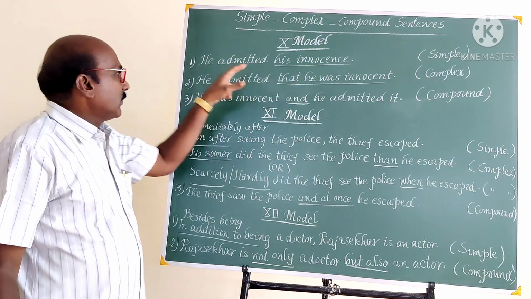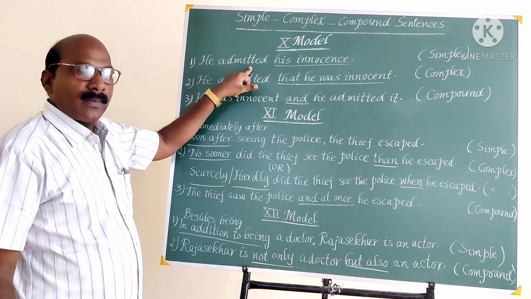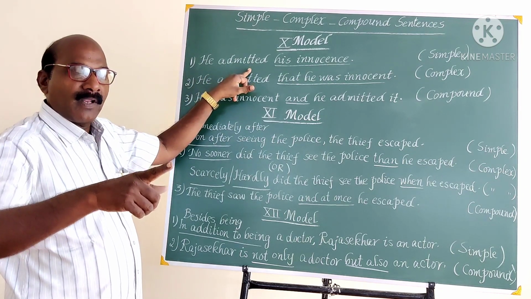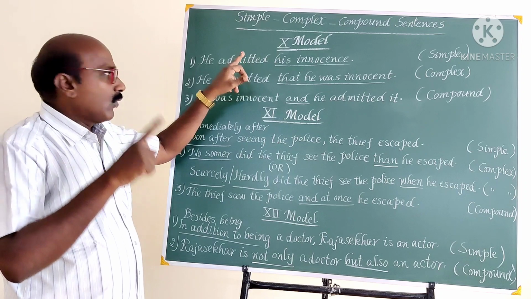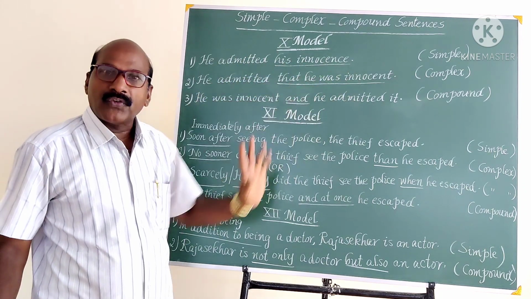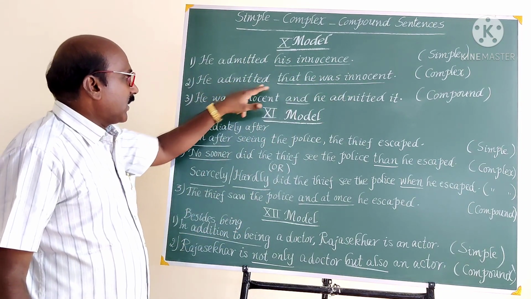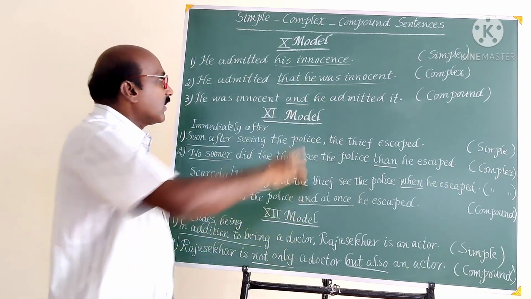This is simple because there is only one finite verb. One finite verb means there is only one main clause. One main clause refers to a simple sentence. He admitted that he was innocent.